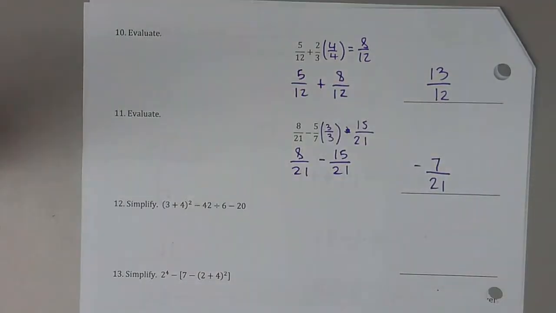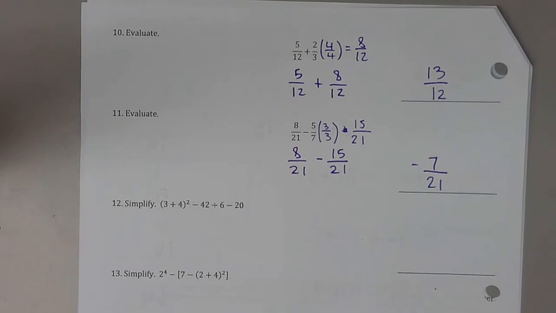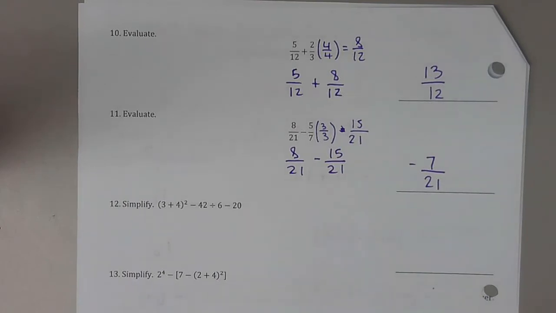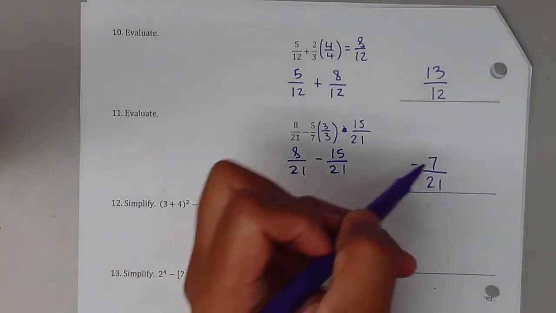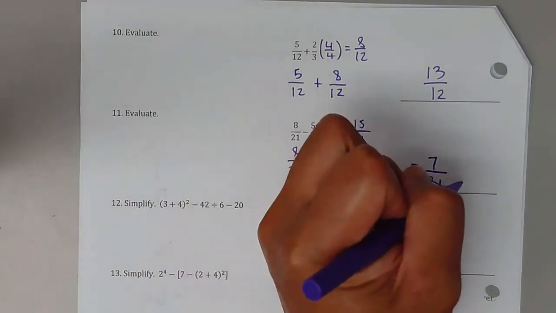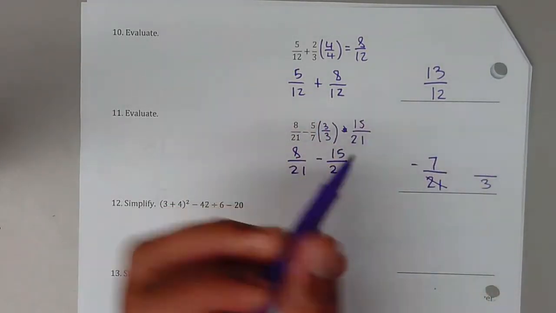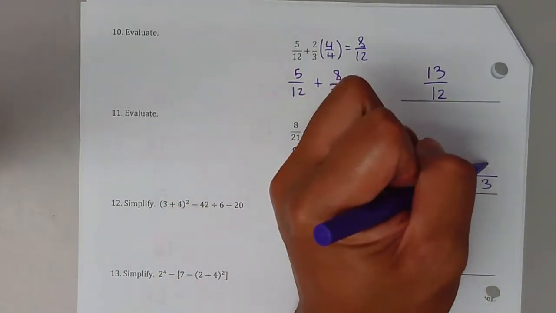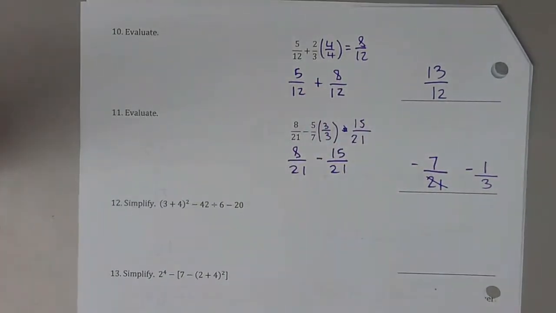Negative 7. All right, so that's not our final answer. We can simplify this, right? 7 goes into 21 how many times? 3 times. So our greatest common factor is 7. 7 goes into 21 3 times, as we just said. 7 goes into 7 once. Final answer, negative 1/3.